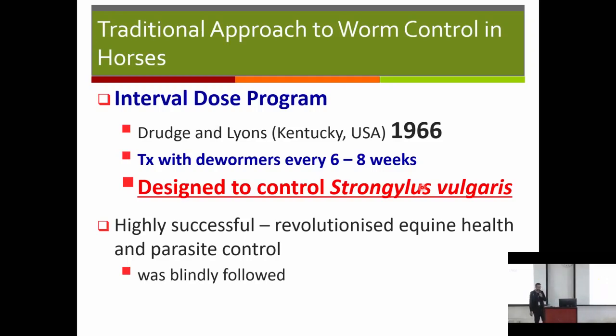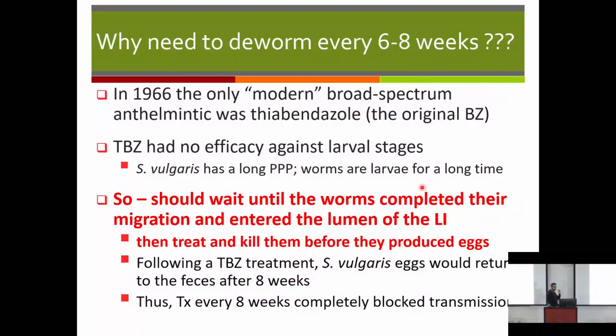So what has happened? The first drug introduced at that time was thiabendazole, a benzimidazole group drug. This drug has no efficacy against larvae, but it has a very strong efficacy against adults. Now, if you understand the life cycle of this parasite, and you know it is 6 to 8 weeks, you can easily understand why this deworming worked in this group of parasites.